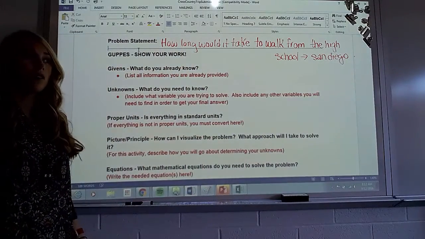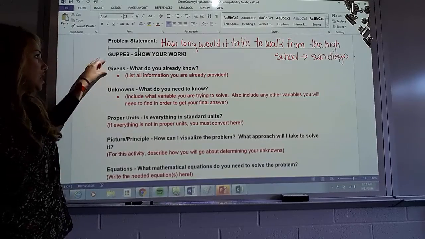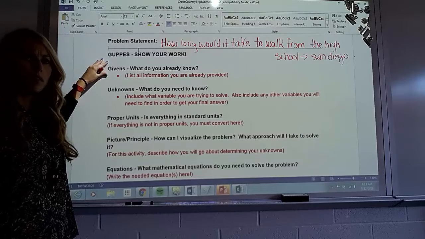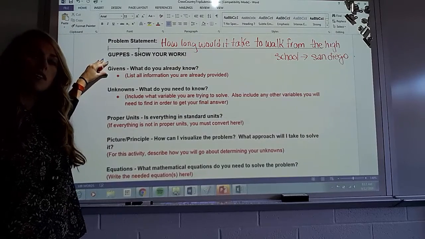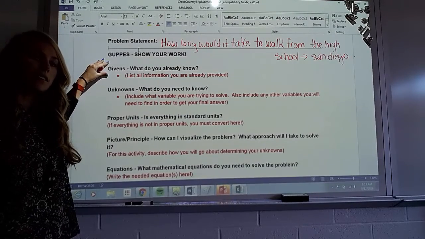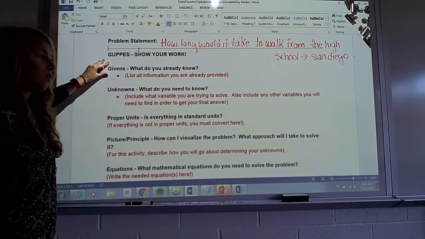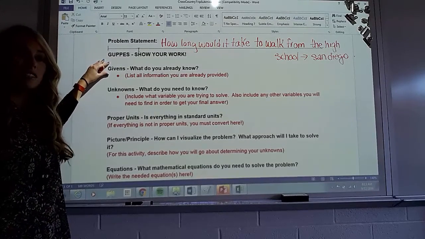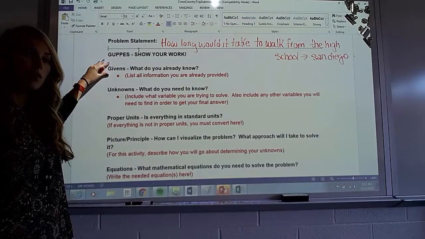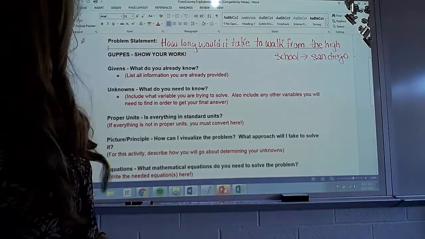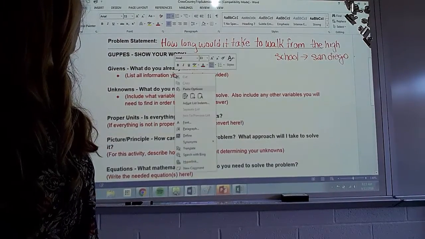All right, so the first part of GUESS is G, our givens. What things do we already know? What things were provided to us? If you return to the Canvas page where the activity is listed, it gives you some of the things we already know, which include the distance from San Diego to the high school. So again, replace the red with your own words.